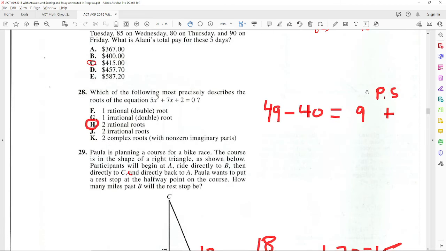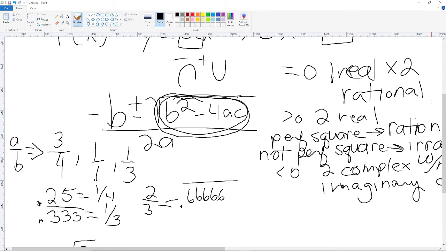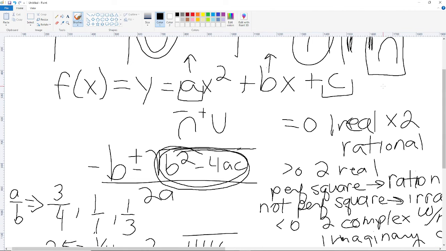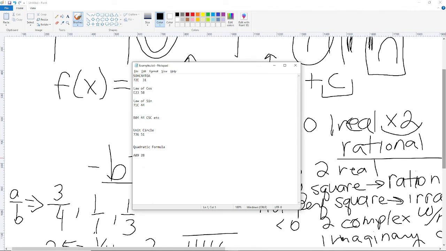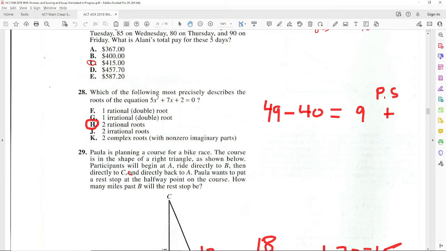So notice it says, which of the following most precisely describes the roots of the equation 5x squared plus 7x plus 2 equals 0? Now, we can eliminate one answer choice immediately, because remember, if the discriminant equals 0, it has one real solution, repeated twice, and it's always rational. This one says one rational double root and one irrational double root. There's no way to get one irrational double root. It's always going to be a rational double root. So G you can instantly eliminate.